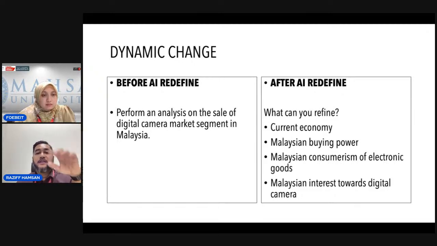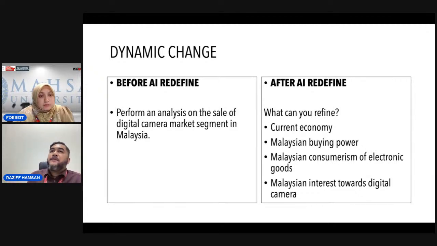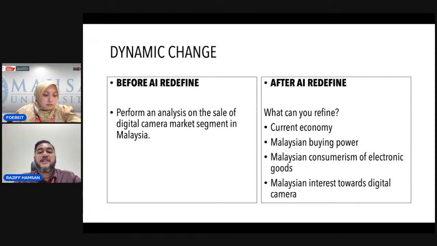However, if you further redefine your prompts, right? What are the things that you can refine? You wanted to do an analysis on the sale of digital cameras, but in what context? You can ask from the current economy. But then again, if you talk about the current economy and your generative AI does not have current knowledge, it still won't work lah. So it also depends on what kind of generative AI you are using, right? You must understand that, but I'm just giving you an example here. On the current economy, you talk about Malaysian buying power, you talk about consumerism of electronic goods in Malaysia, you talk about interest towards digital cameras. So you can further redefine the questions that you ask your generative AI, and then you will have much more specific, much more personalized content for what you want to present to your lecturer, right?